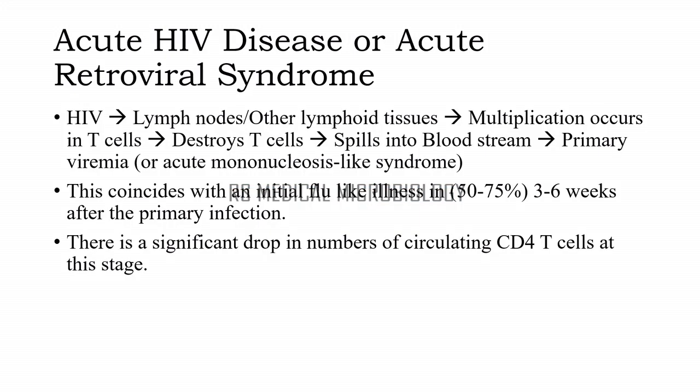So what happens in this acute HIV disease? Once the infection happens, the HIV virus enters, it will go to the lymph nodes and other lymphoid organs. The multiplication occurs in the T cells. So obviously the T cells will be destroyed.